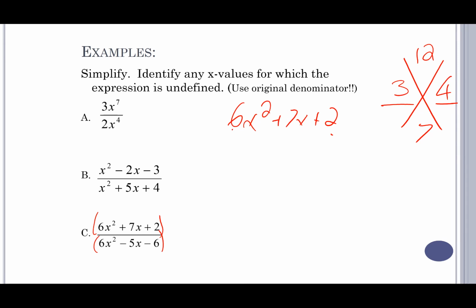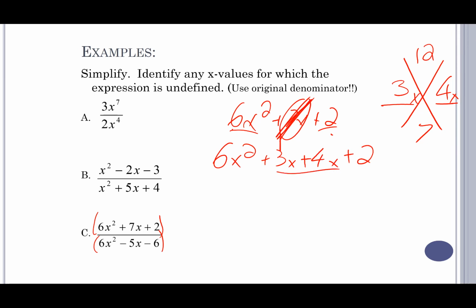3 times 4 is 12. 3 plus 4 is 7. Now, unfortunately, since A is not 1, A is 6, I have to use the long method. So what that means is I have to use 3x and 4x as x terms to replace that original x term. So I'll keep the 6x squared. I keep the plus 2 at the end. But in the middle, I'm not going to write 7x. Instead, I'm going to write these two numbers that I just found in the puzzle, 3x and 4x. Together, they make 7x, so it's the same thing. But I need to use them to finish my factoring.